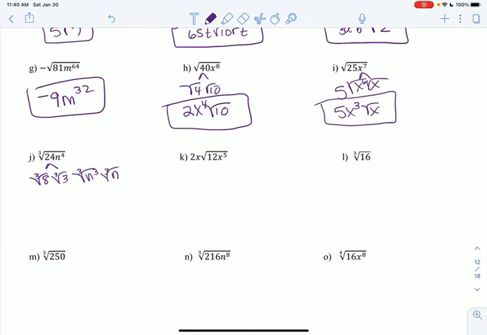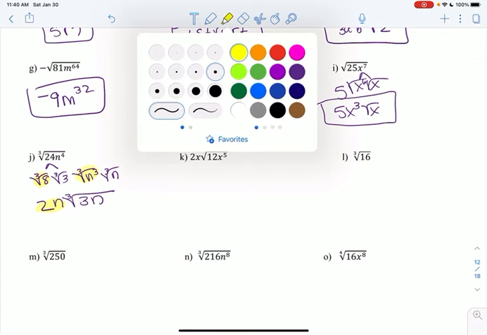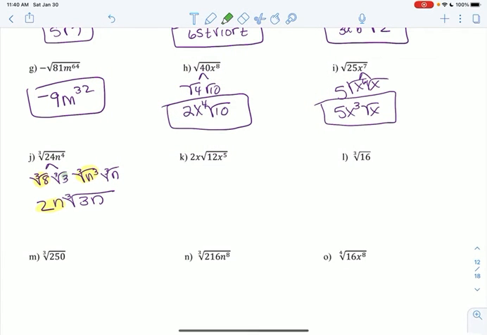So the cubed root of 8 is a perfect cube. It equals 2. The cubed root of n to the 3rd is a perfect cube. It equals n. And then the things that are left over will stay in there, the 3 and the n. So these I could simplify, and they became that. And the other ones I couldn't simplify. They stayed under the radical. So that's how that works.